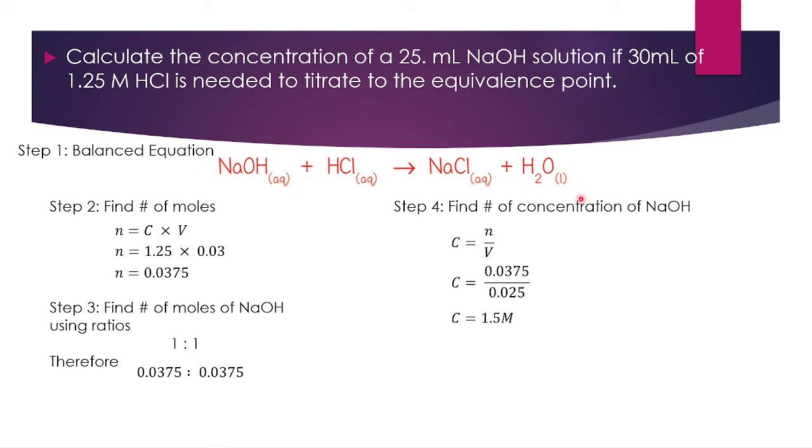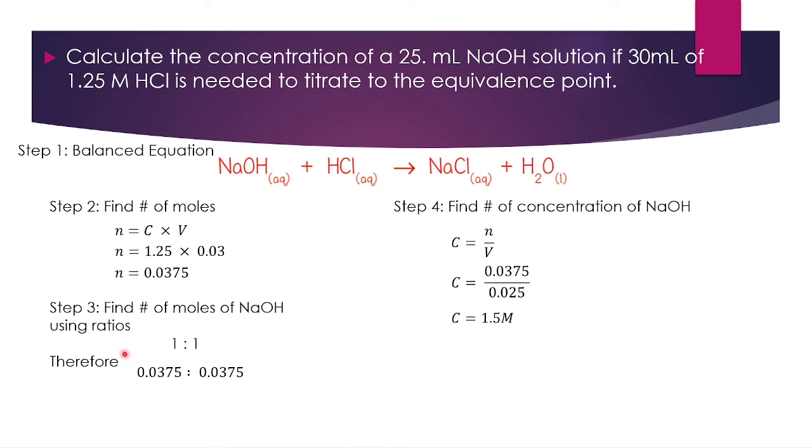Very important. Next thing you can do is find the number of moles of the solution. In this case, we know the concentration of the hydrochloric acid. We do not know the concentration of the sodium hydroxide. So we're focusing at the moment on the hydrochloric acid. We have 30 ml of 1.25 molar hydrochloric acid. Concentration is 1.25, and 30 ml we need to change into litres, so 0.03 litres. That will give us our number of moles.